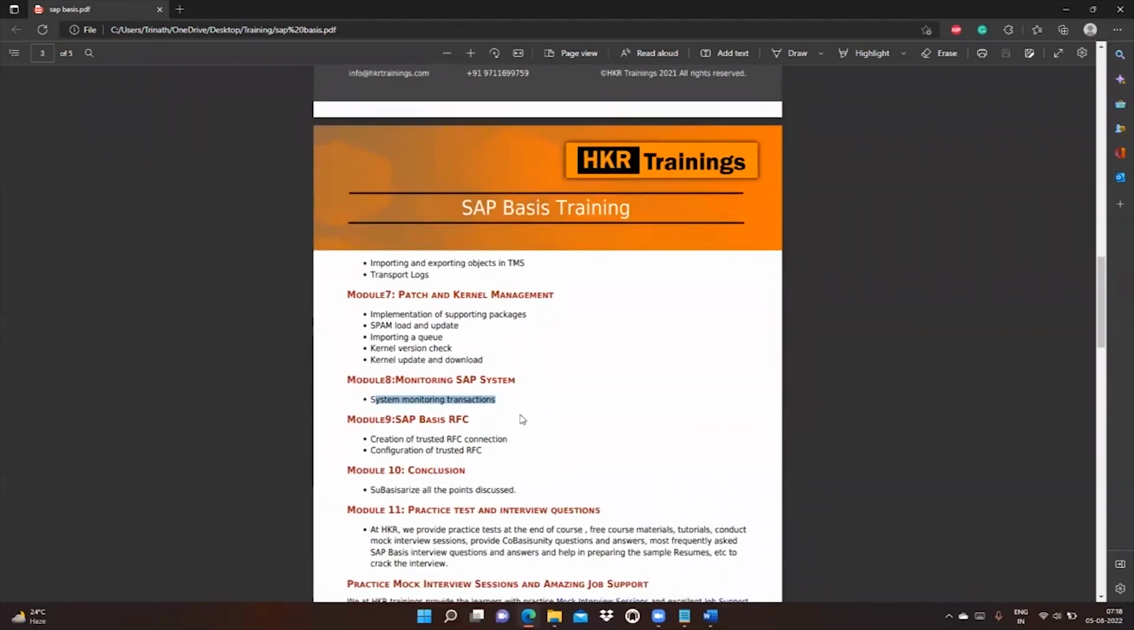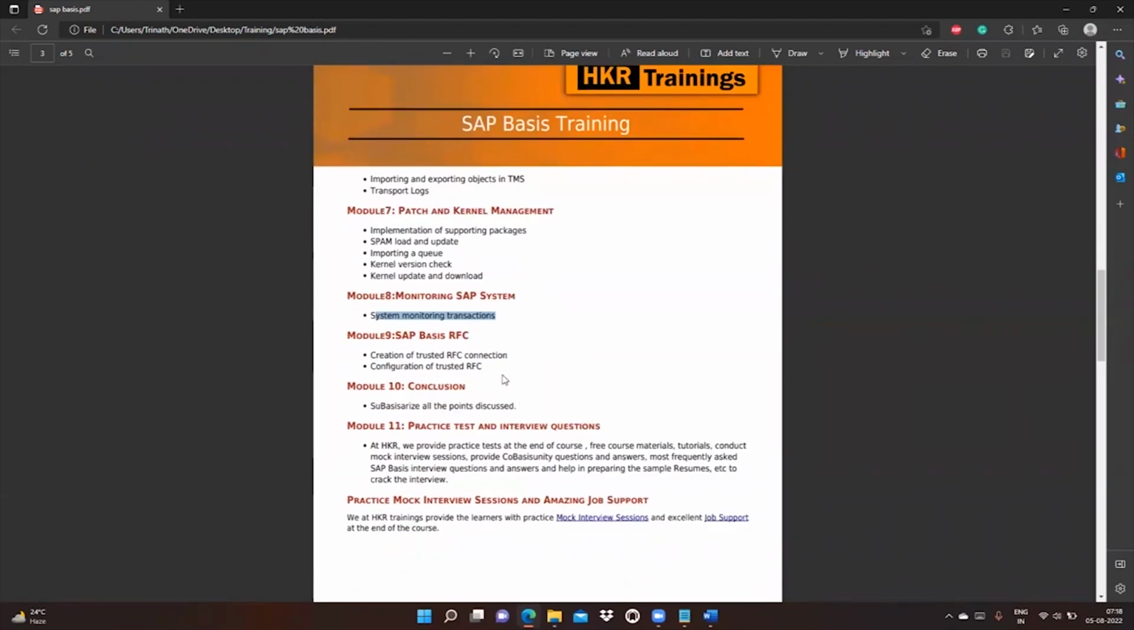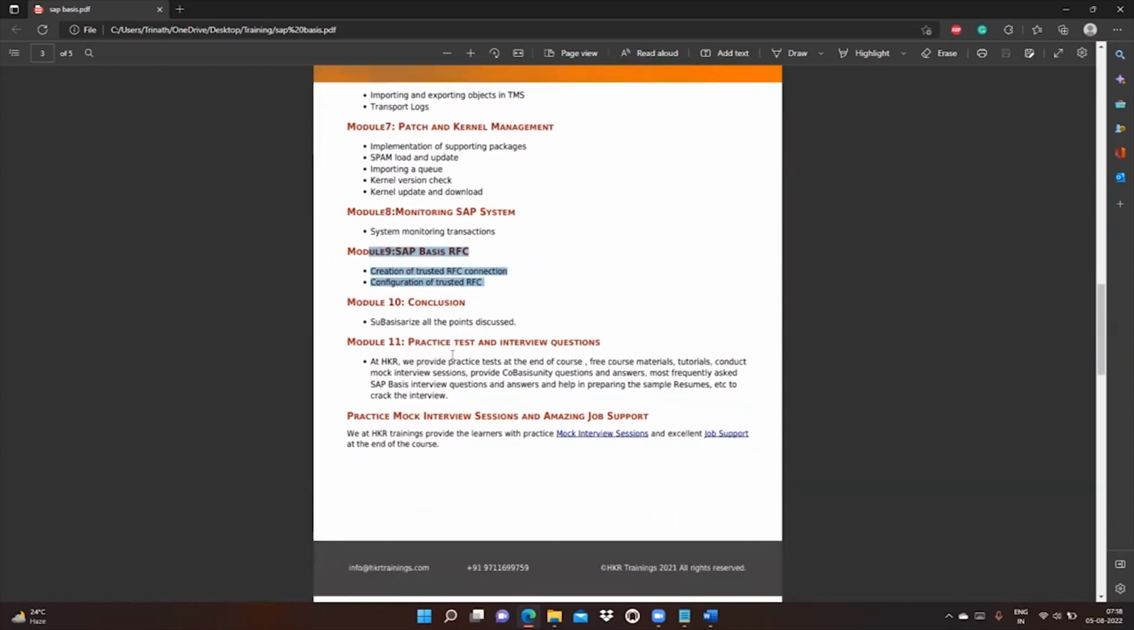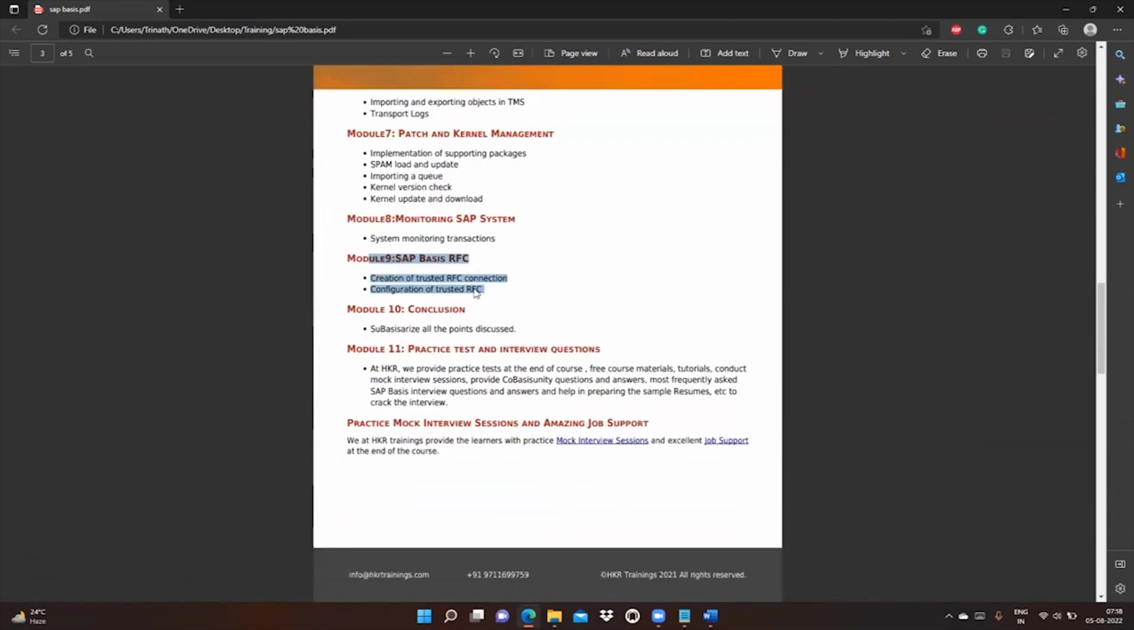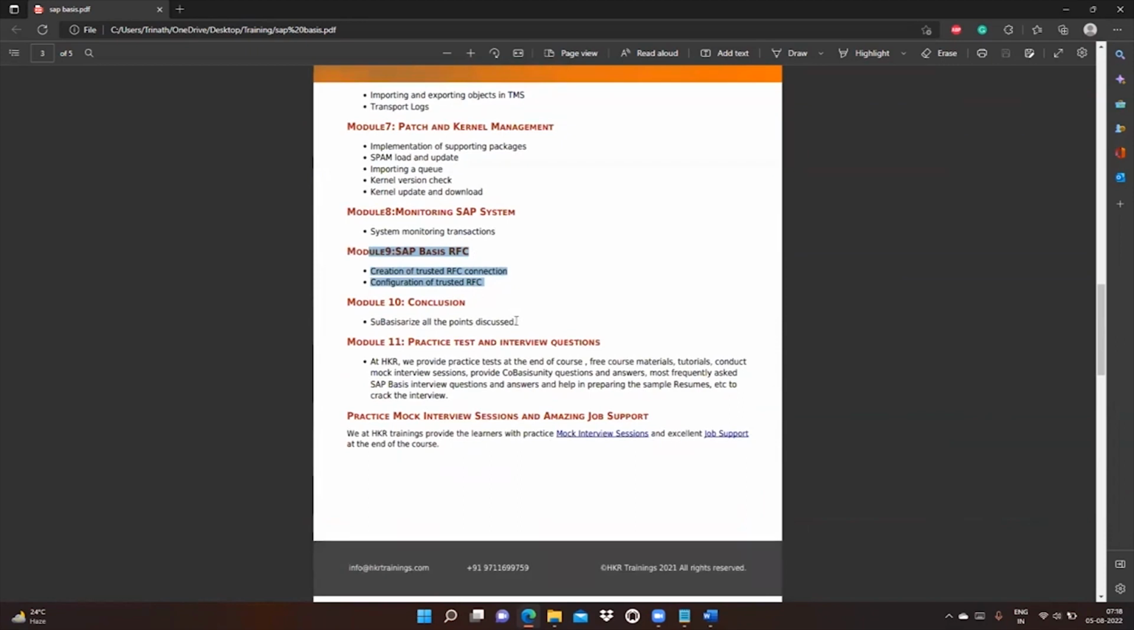In order to work on these topics, you need to have the theoretical knowledge. That's what we'll be dealing with over here. And what is an RFC? RFC is generally a remote function call. How it works in an SAP system, we'll be discussing in this module 9. We'll also discuss the different types of RFCs available in SAP systems from a basis perspective. And finally, if you have any doubts in all the topics we have discussed, or if you require any new topics from your end, we'll see in this particular module.